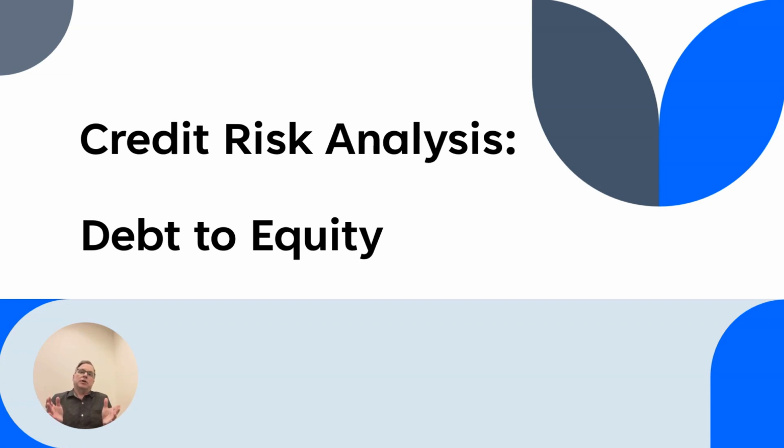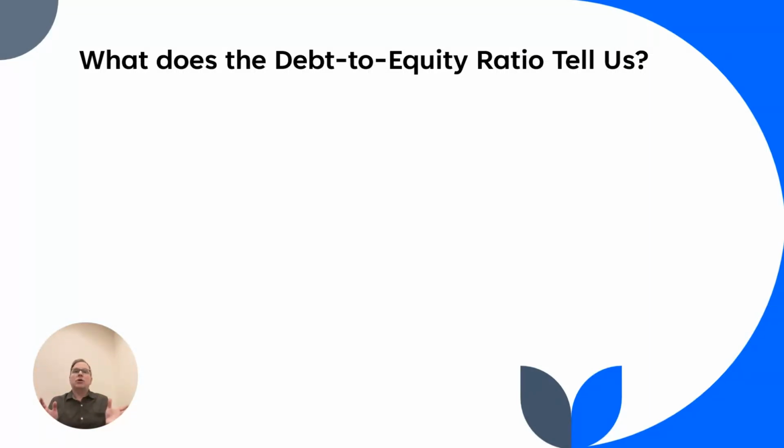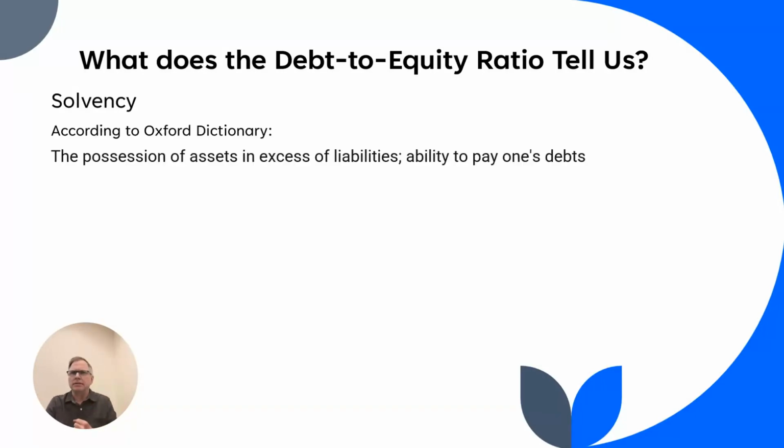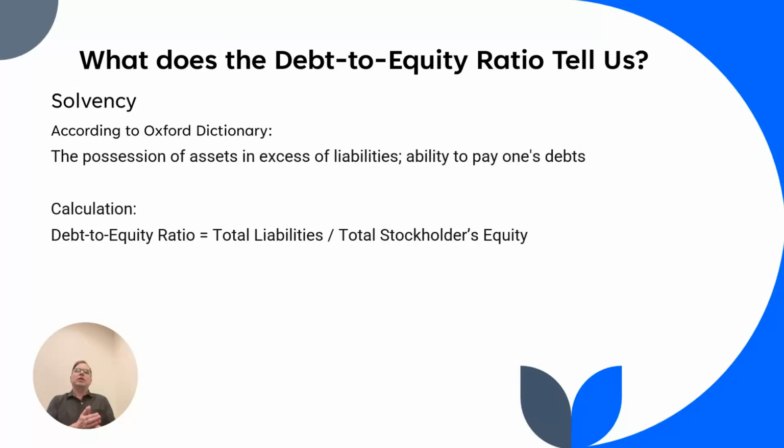Okay, so we're going to start out talking about credit risk analysis with the debt to equity ratio. And just like it sounds, it will be debt divided by equity, or debt to equity. All right? So, what does the debt to equity ratio tell us? Well, it tells us about solvency of the company. Solvency, yes. Defined as the possession of assets in excess of liabilities, or basically the ability to pay one's debts, what one owes. So the calculation is very simple.